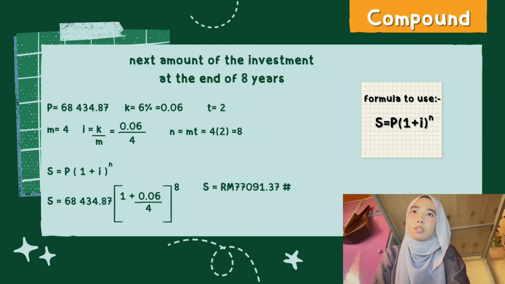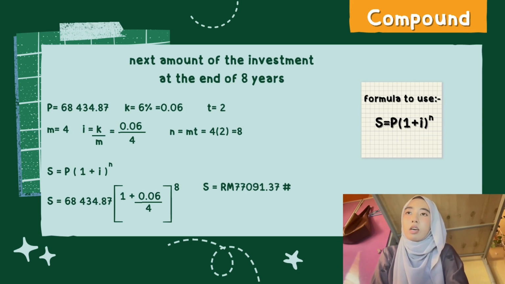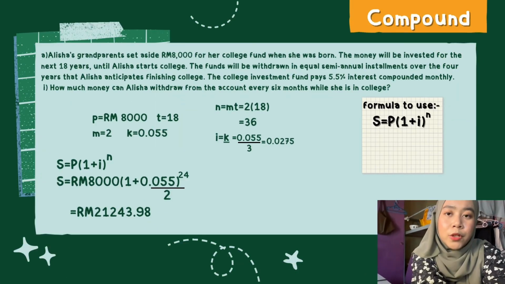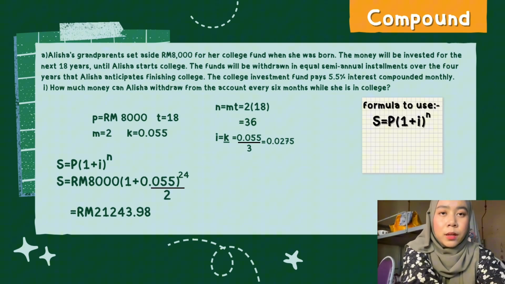And the P is 68,434.87 and K is 0.06 and T is 2 because 8 minus 6, and then M equal to 4 and I equal to K divided by M, which is 0.06 divided by 4, and N is MT, which is 4 multiplied by 2 and will be 8. And then calculate the amount, which is S equals 68,434.87 bracket 1 plus 0.06 divided by 4 and bracket power of 8. And the amount of S will be RM77,091.37.